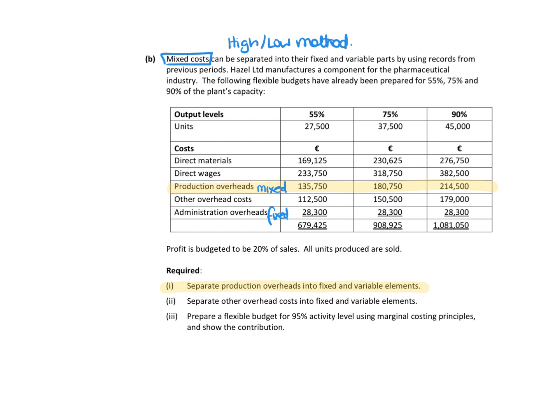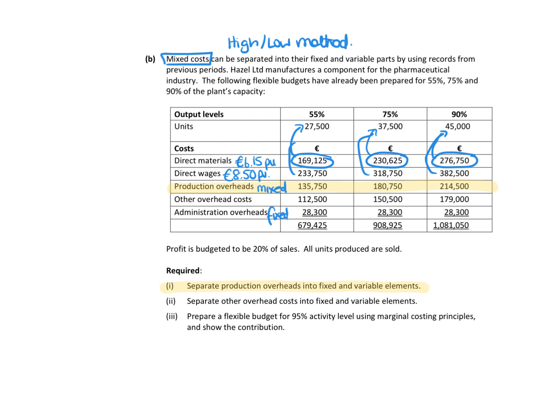Okay, now if we look at direct materials, if we divide 27,500 into 169,125, if we divide 37.5 into 230,625 and 276,760 into 45, we will get €6.15 per unit there. Okay, and if we do the same with direct wages, divide them by the figures there, we will get €8.50 per unit.